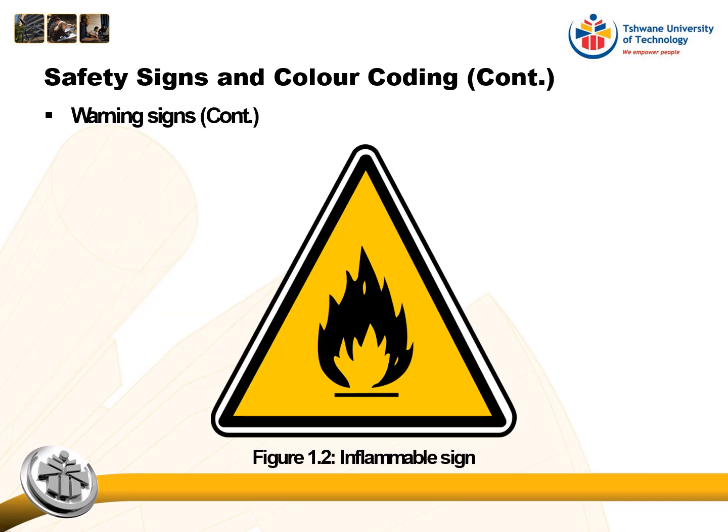So this is an example of warning signs against inflammable substances. So here you can see it has a black border, it has a black picture, and the background is yellow. So that's a warning sign.